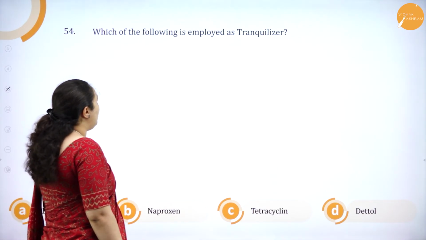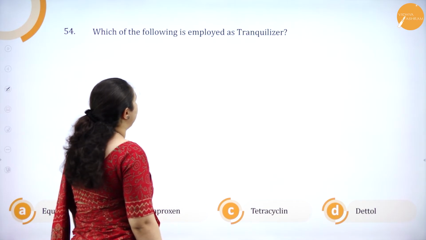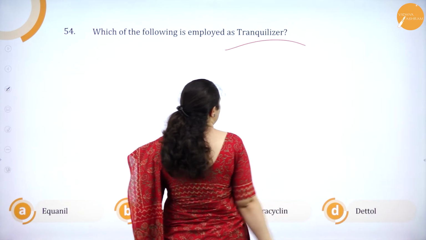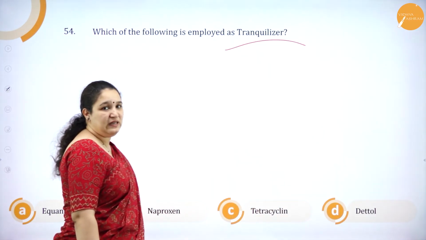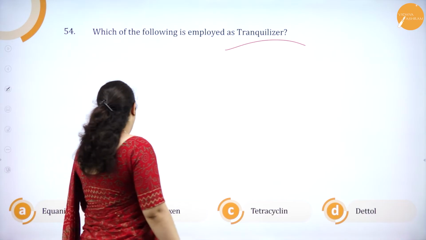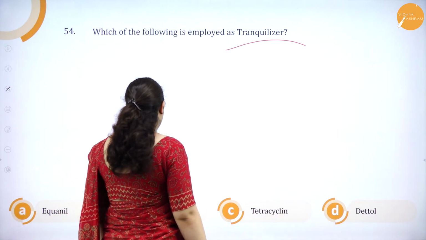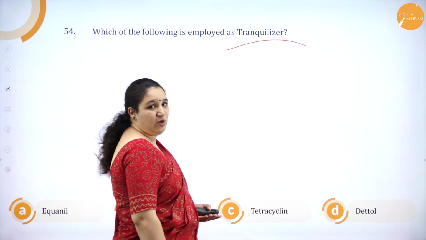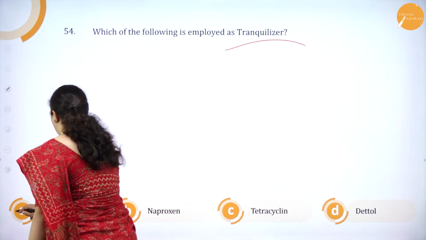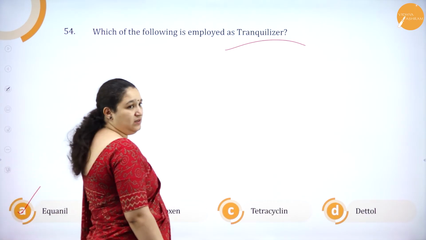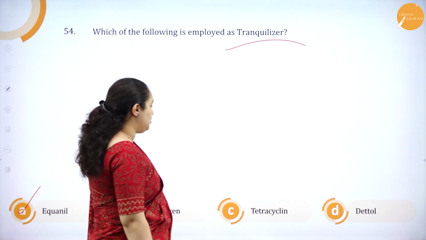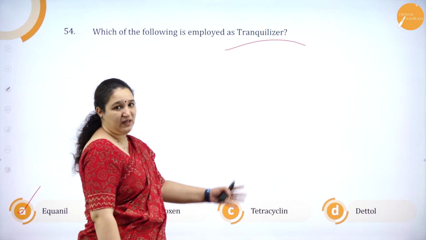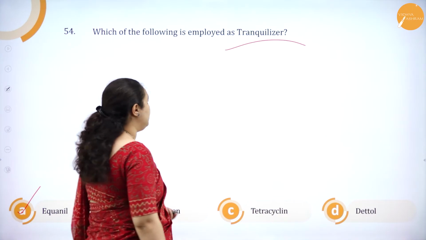54. Which of the following is employed as tranquilizer? Tranquilizers are those medicines which will reduce stress or are taken for any mental illness. Okay, we have Equanil, naproxen, tetracycline and Dettol. Equanil is a very common example which we give. So option A is a tranquilizer. The rest are not tranquilizers. You have an antibiotic and an antiseptic or a disinfectant. Varying the concentration, we can use it.